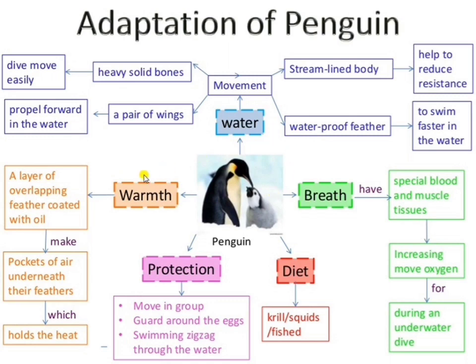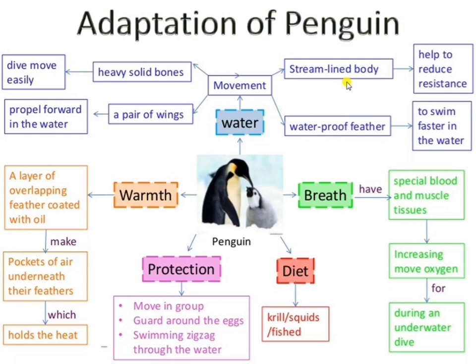Penguins are good swimmers because they have the streamlined body, which helps to reduce the resistance, and waterproof feathers. That's why they swim faster in the water. When the ice melts, large water ponds get formed, and being good swimmers, they are able to catch their food, mainly fishes, from the water. That's why they have the waterproof feathers.